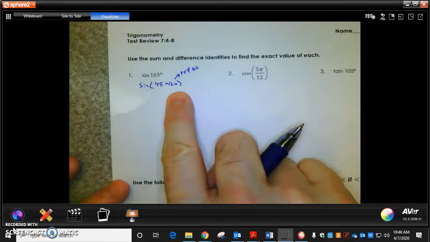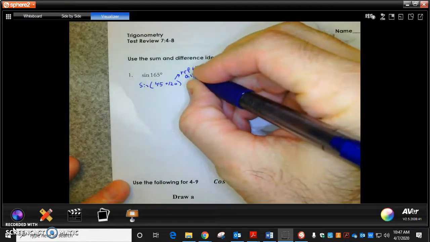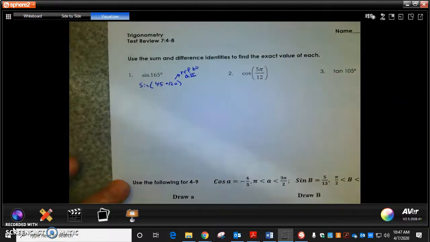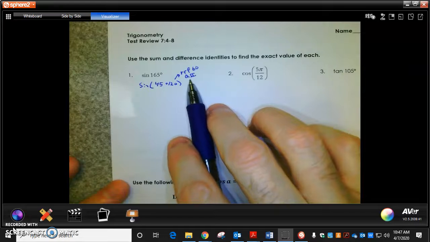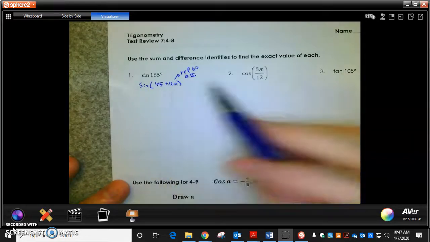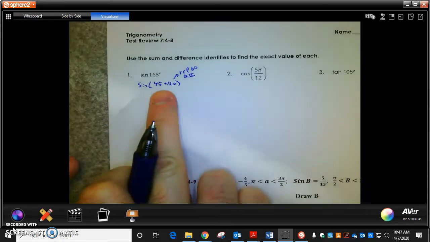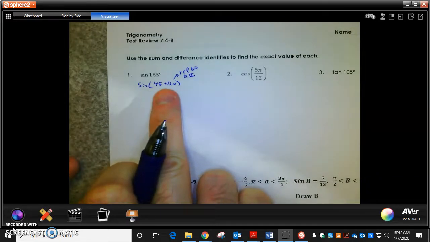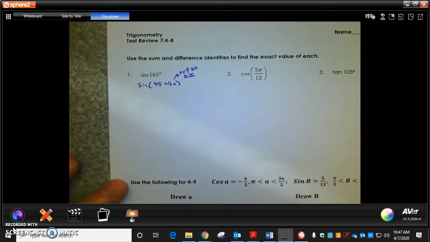I just need to remember that 120 is actually in quadrant 2. So I need to remember my All Students Take Calculus, and whenever I do the cosine of this angle, I need to make sure I make it negative. Okay, so that's one of those things you've got to think about. But that's what you do for 1, 2, and 3. You split your angle into two angles so that you can use your chart, and then those are the values that are going to get plugged into the formula.